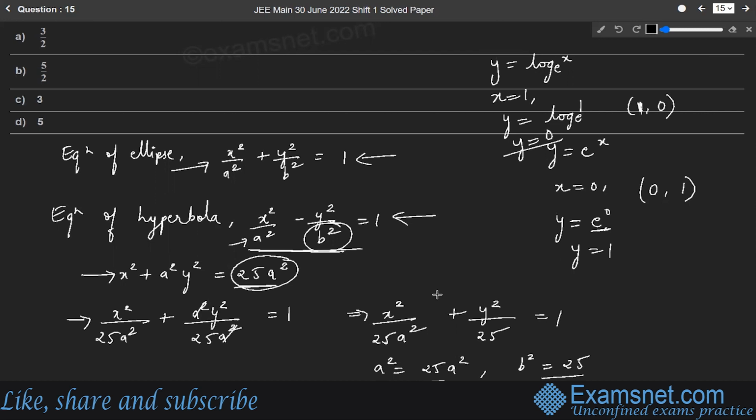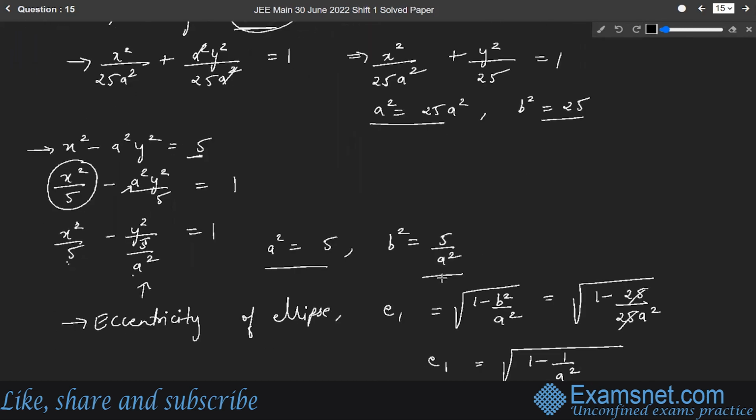It means that the curve y is equal to e power x is made at the point (0, 1) on the coordinate axis, and the curve y is equal to log base e of x is made at the point (1, 0). So let us make the diagram now.